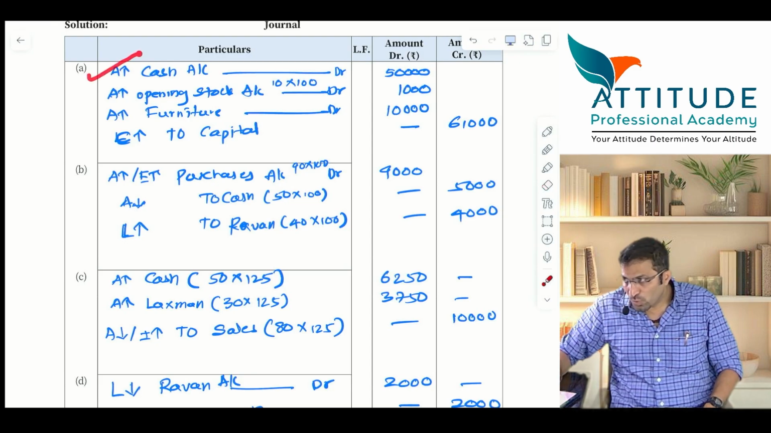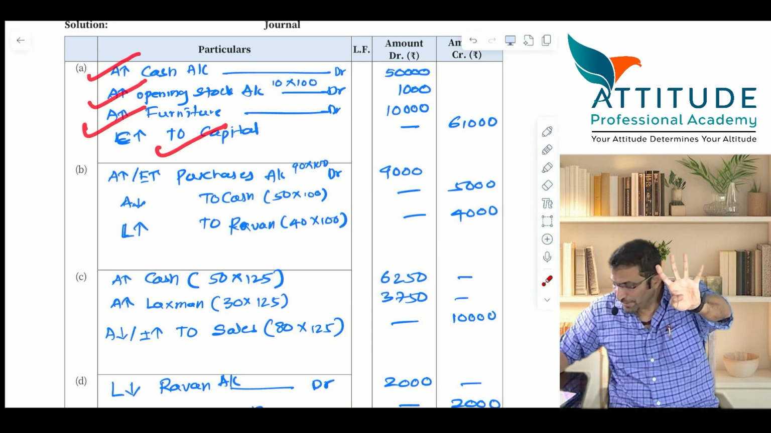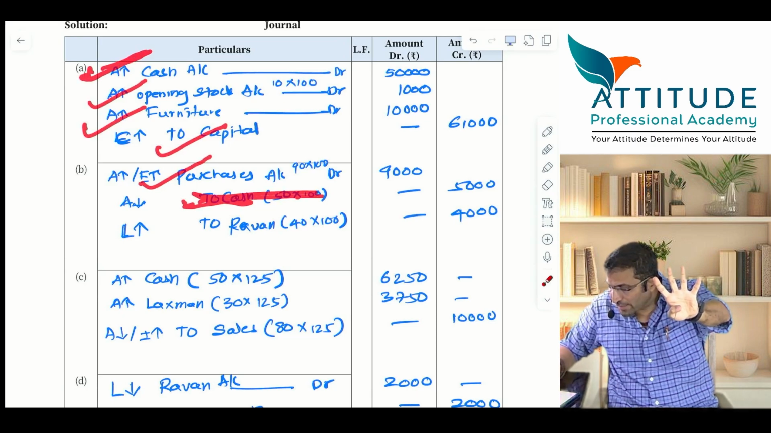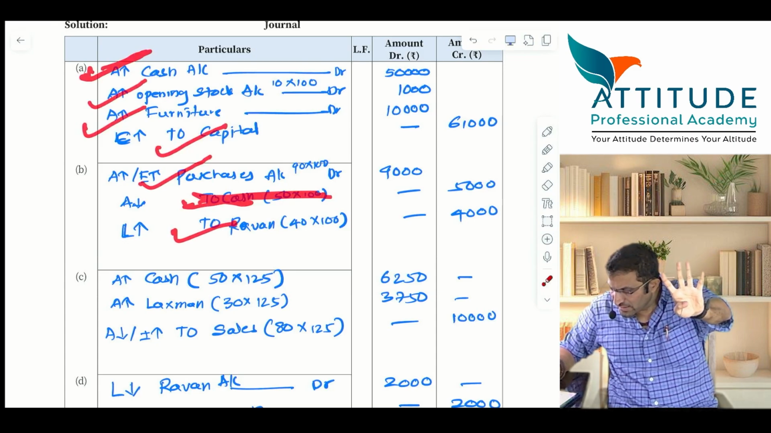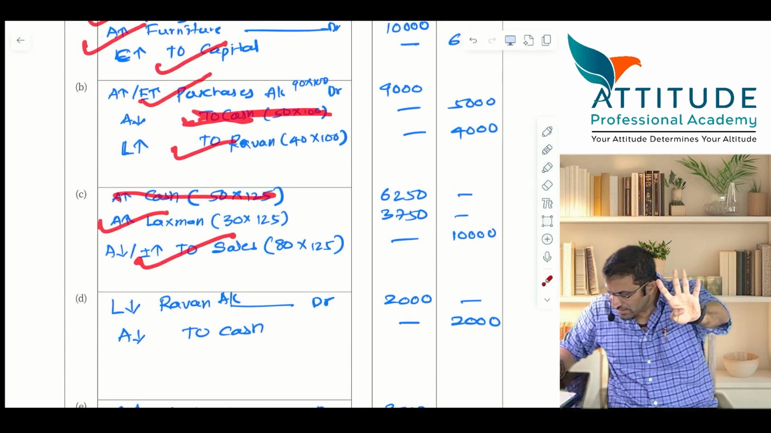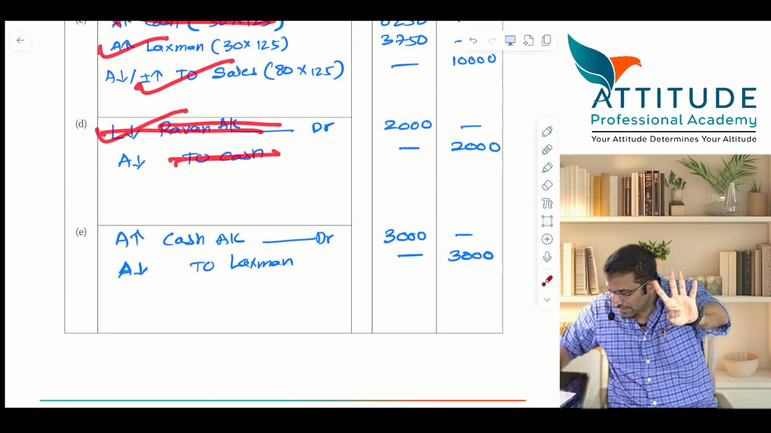Cash account, first account. Second, opening stock. Third, furniture. Fourth, you got the fourth account here. Fifth, purchases. Sixth, no, the cash account you have already taken here. You need not prepare the cash account once again. Sixth, seventh, cash is already done. Eighth, ninth, no, already prepared. Correct? Tenth, already prepared.